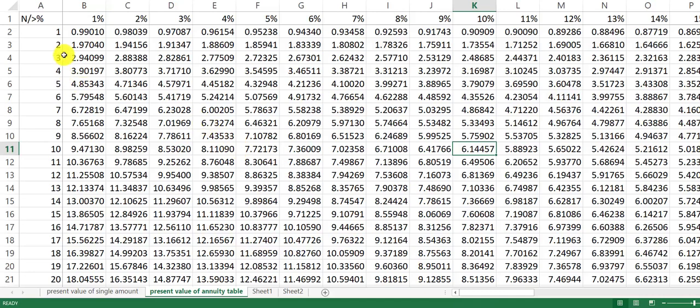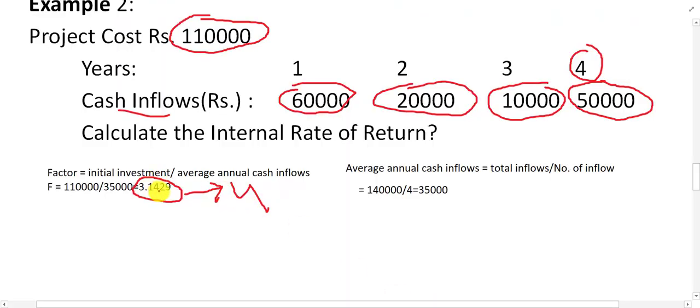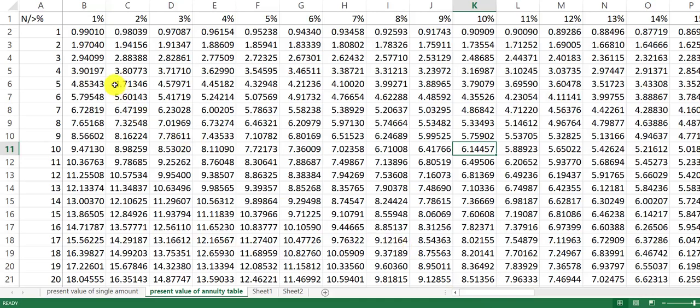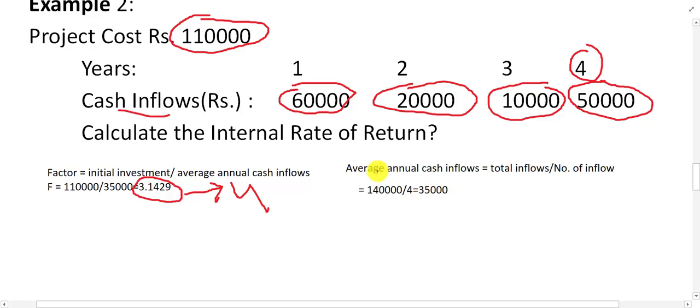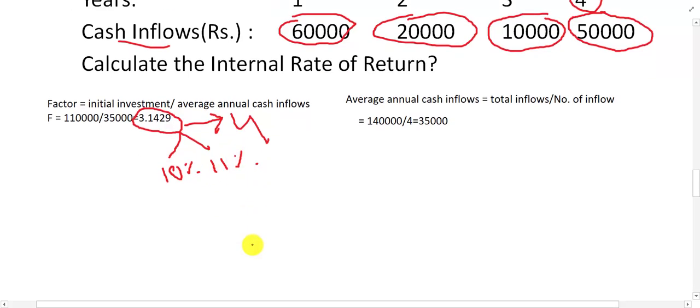Now let us go to the table and find out. Year 1, year 2, year 3, and year 4. In this column, which value do you have to find? This value, 3.14. Go and find it in the table. This value is 3.16 and this value is 3.1. Definitely 3.14 is in between these two rates. Go above and find the rates. Above this one the rate is 10%, and above this one the rate is 11%. So we take these two rates: one rate equal to 10% and the second rate equal to 11%.